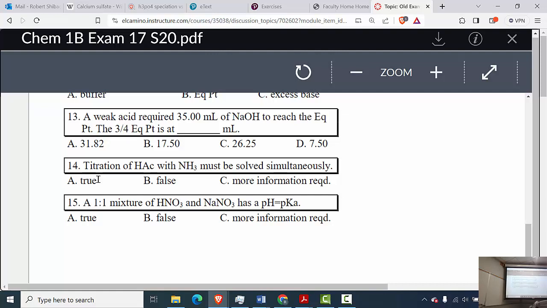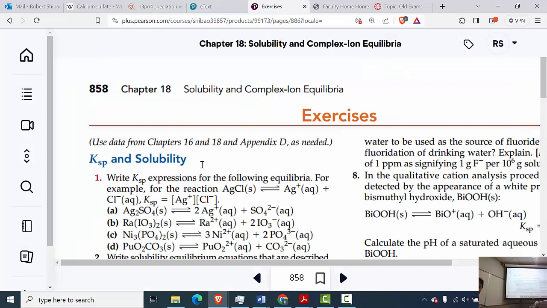Weak acid and weak base. This is a homework problem. Do you remember what homework problem this was? We just looked at these yesterday. Remember we went through the homework yesterday?